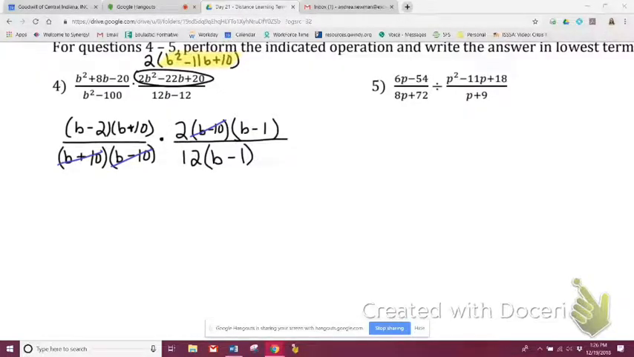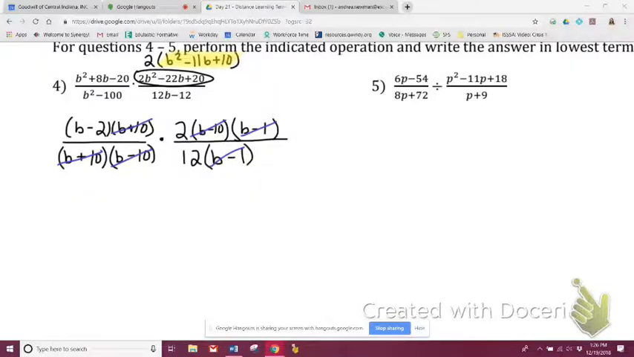The b plus 10s cancel. How did you get the minus 1 in the denominator of the second one? Yeah. So we took out a 12. Right. So I took 12b divided by 12 is b. Negative 12 divided by 12 is negative 1. So remember, when you do greatest common factor, in your parentheses you should have as many terms as you started with. So we started with 2 terms, we have to have 2 terms in our parentheses. Yep. And then cancel out those b minus 1s.